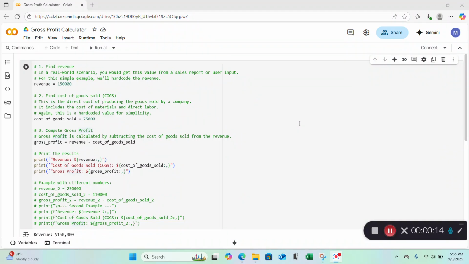So in this code, first of all, we define the revenue. For example, I used 150,000 for the revenue in this example.